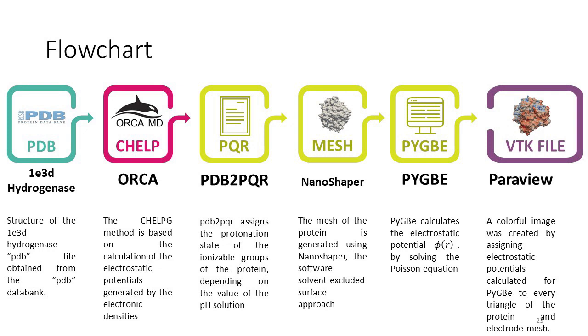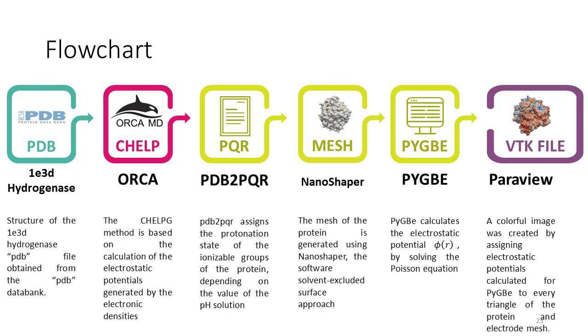And after that, once you have the structure that you desire to do the calculations, in my case I selected chains A and B to do the calculations, which creates a functional heterodimer. The next step is to calculate the protonation state of the protein, in this case my enzyme, at different pHs.